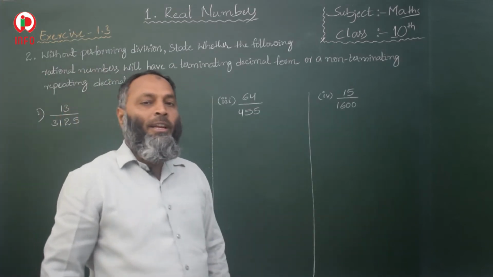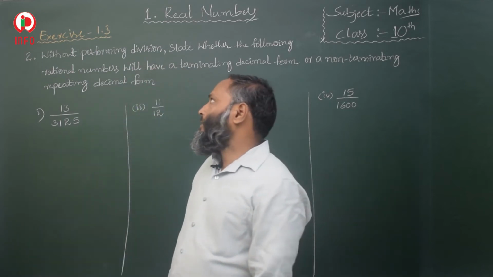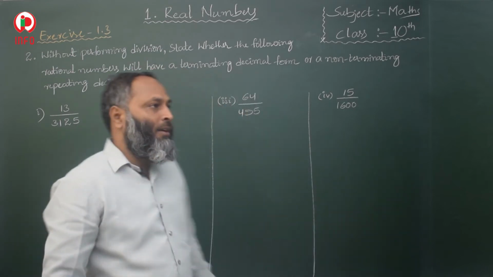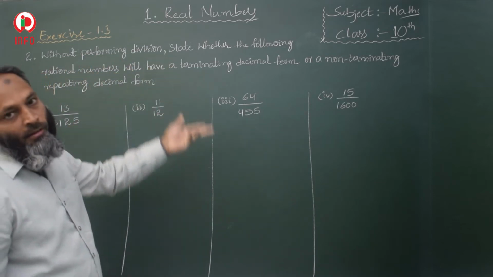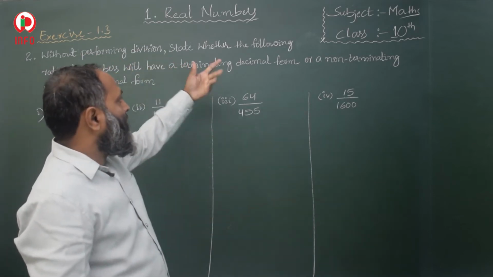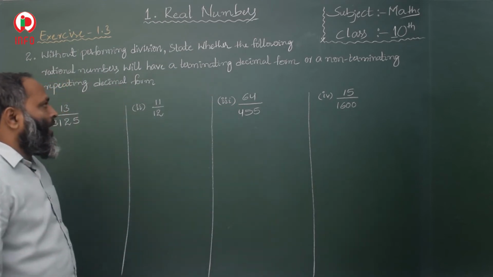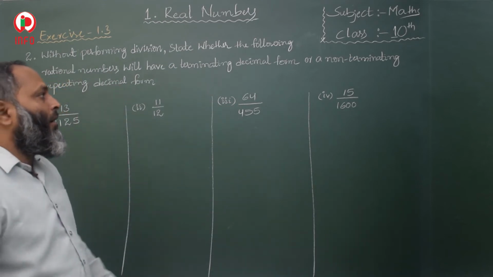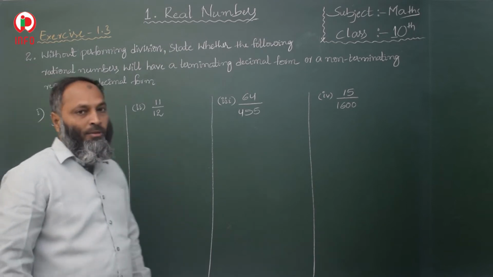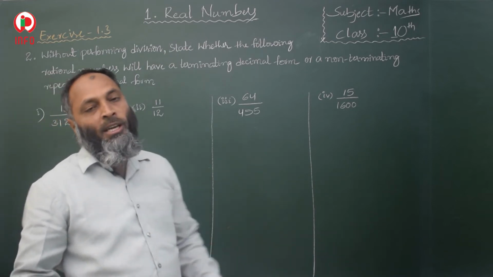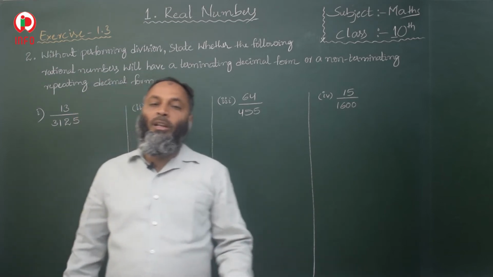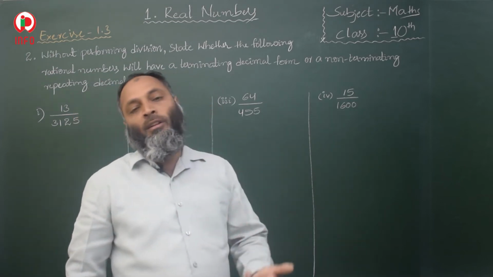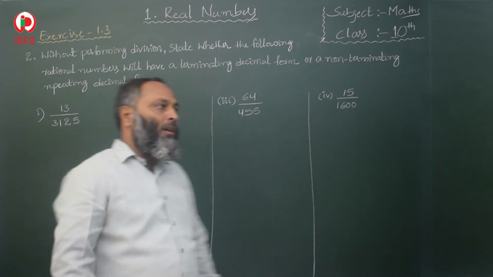Now students, our next question, in exercise 1.3. Without performing division, state whether the following rational numbers will have a terminating decimal form or non-terminating repeating decimal form. So in these we should decide whether a rational number is terminating or non-terminating without performing division. So how to do it?